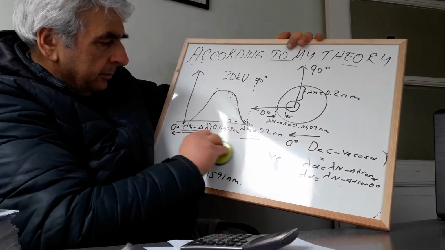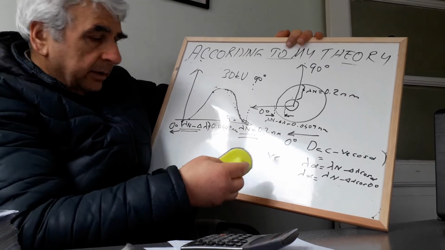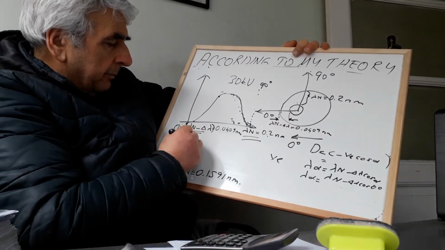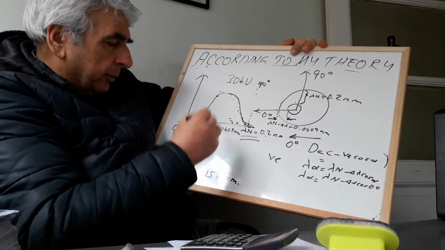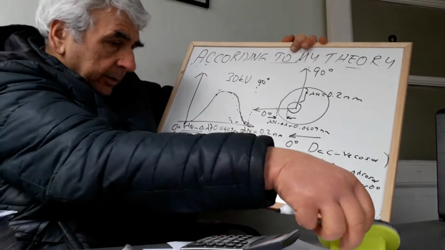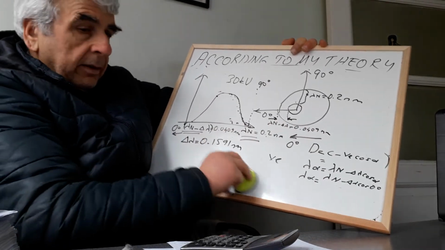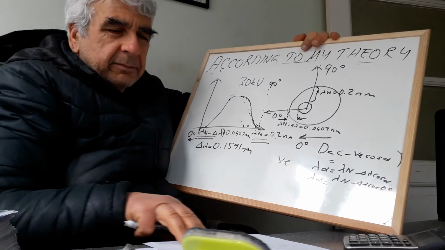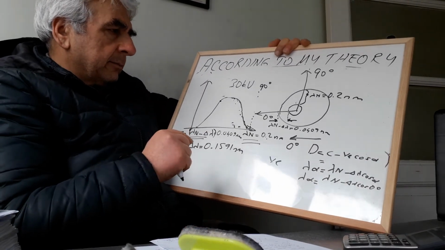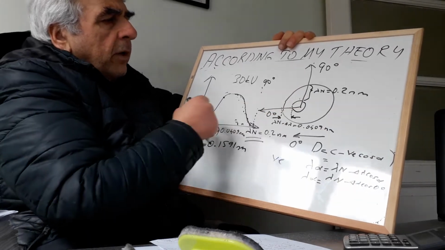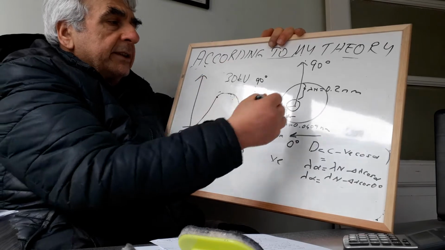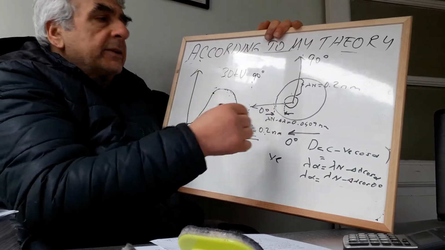We found delta lambda easily. Delta lambda is equal to 0.1591 nanometer. Okay. Yes. According to my theory, while relocating, the electron motion form's frequency doesn't change.